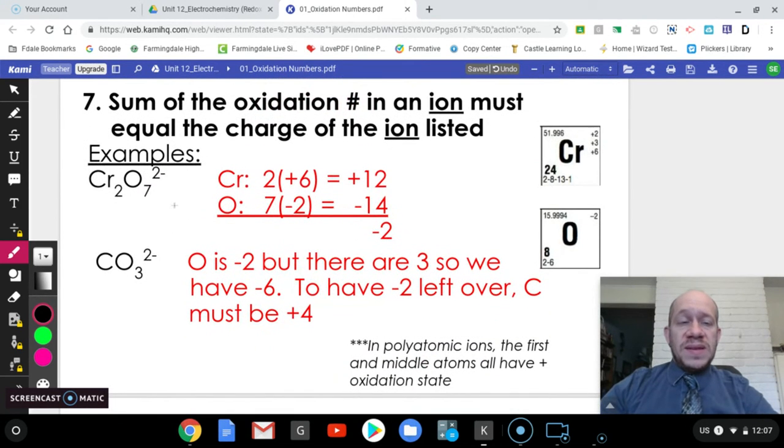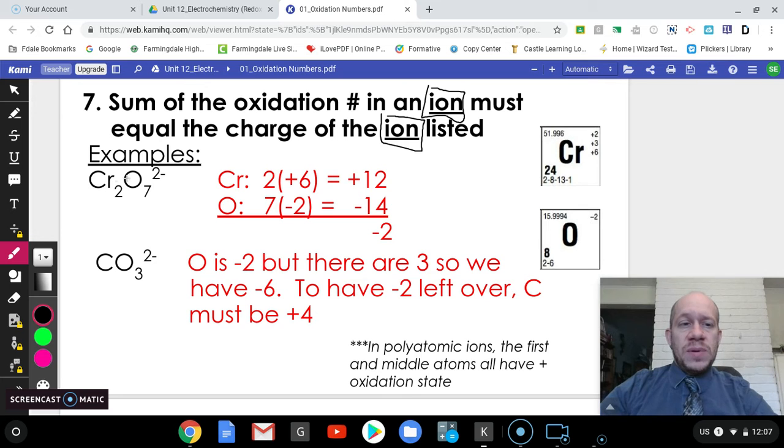Rule 7, the sum of the oxidation numbers in an ion must equal the charge of the ion listed. So for example, dichromate from table E has an oxidation state of -2. Therefore, the sum of those oxidation states will add up to be -2. So chromium has multiple choices. So what we have to do is use oxygens, which is almost always a -2. There are 7 oxygens, so 7 times -2 makes -14. Therefore, to get a sum of -2, we have to have a +12 charge. So that means the chromium must be +6. So 6 times 2 will get 12.